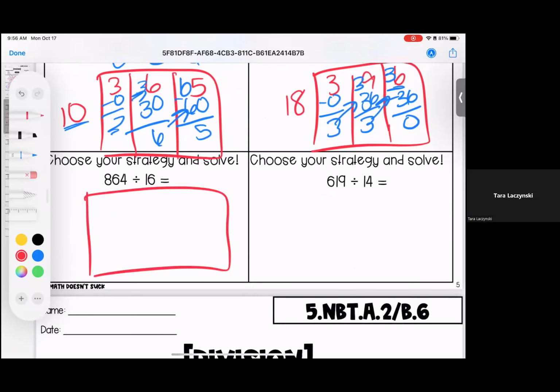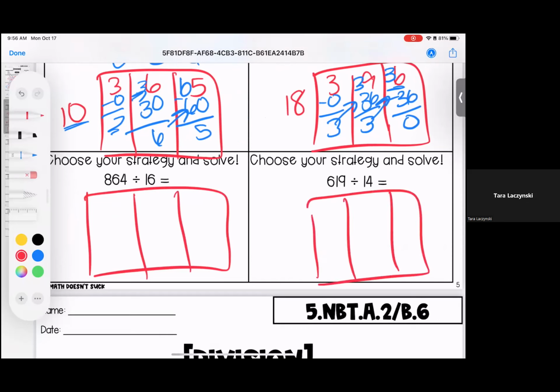And then we are done with this page. So let's set this up.